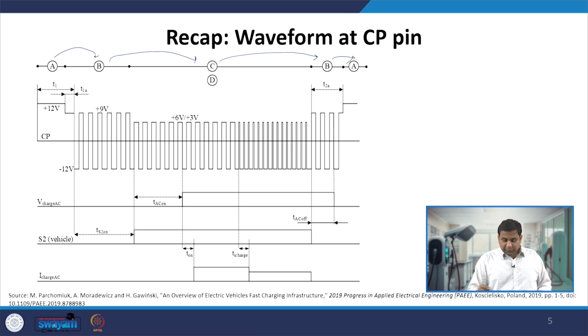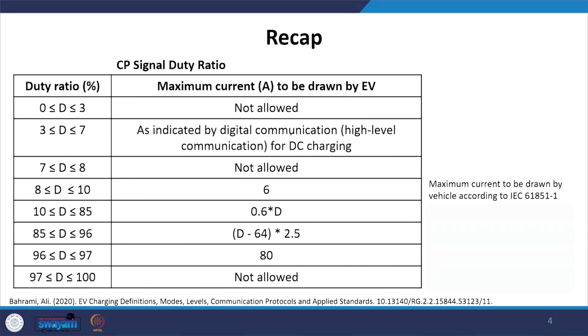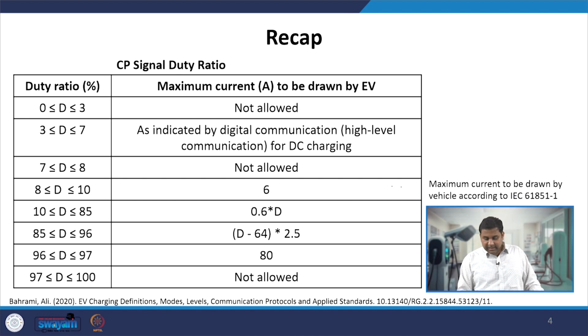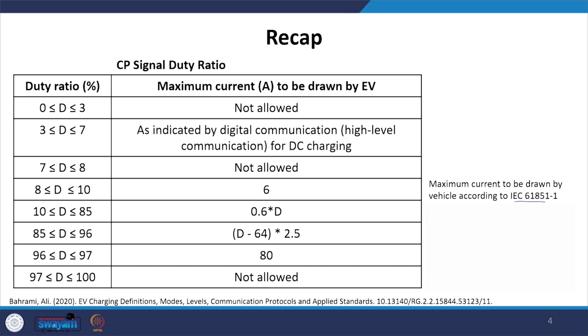Now in this, if you look very carefully, there is some duty ratio. The duty ratio indicates the maximum current which has to be drawn by the vehicle, and that is according to IEC 61851 standard.